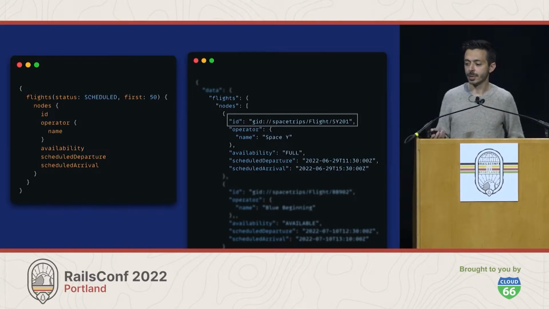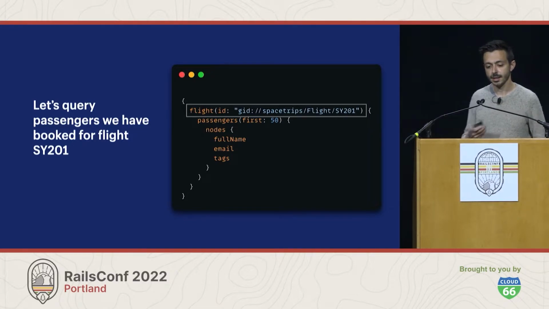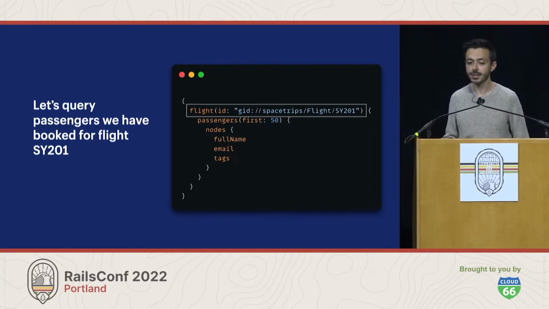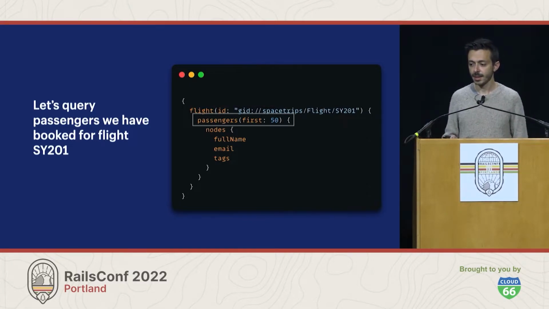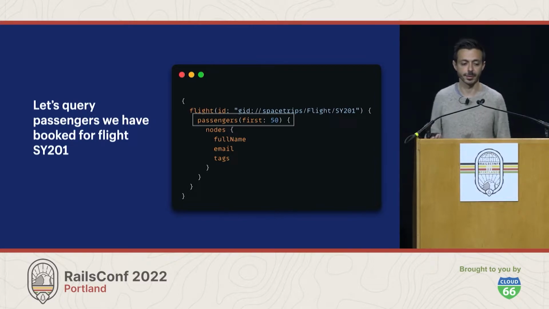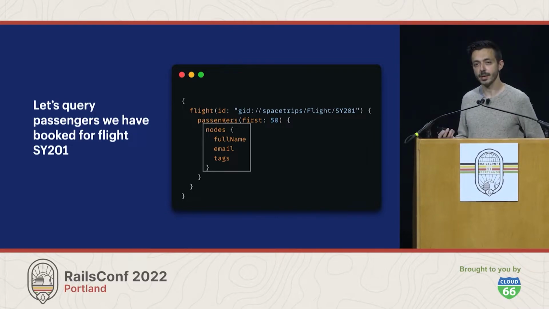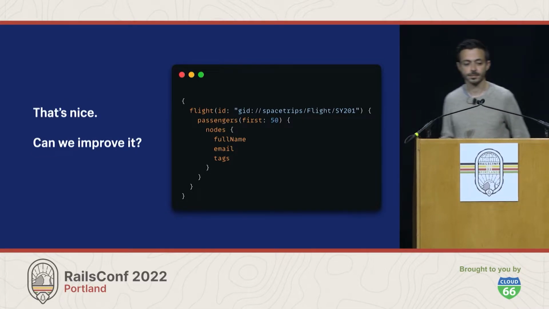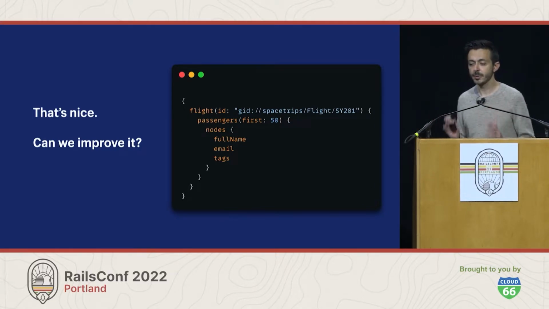Now we will do another GraphQL query, and we want to return the passengers for the Space Y flight. And for this, we start with the ID. We get the flight ID, and we call the flight field, we pass the ID. And for this flight, we want to query the passengers. And passengers is also a connection field. And for each passenger, we want to return the name, the email, and the tags. Okay, that's nice, but can we make this query more reusable?